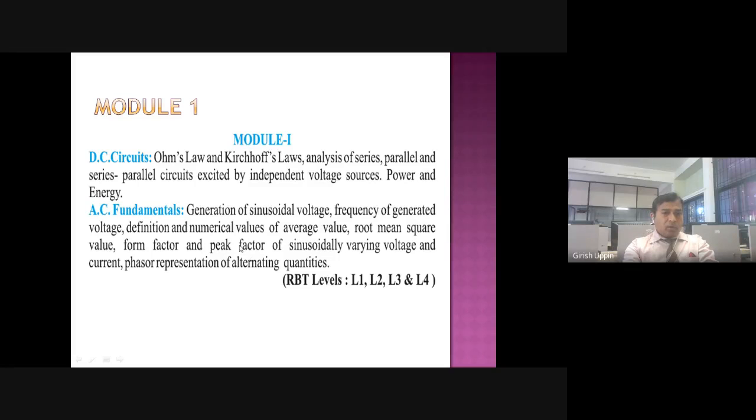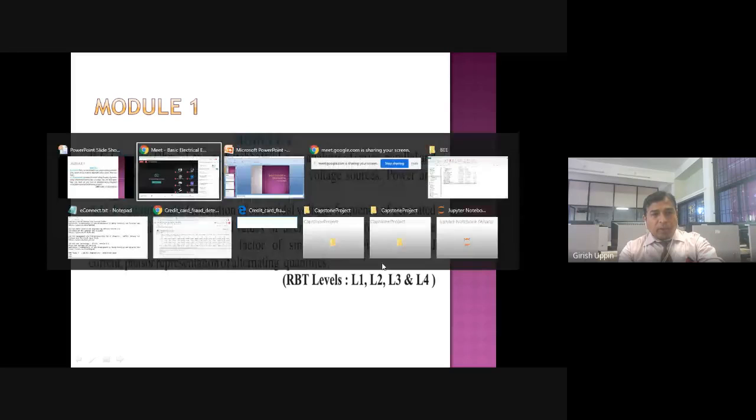Then definition and numerical average values and root mean square value. What is the average value of the sinusoidal quantities, voltage or current? They are represented in two forms. One is the average value, and the second one is the RMS value or the root mean square value. So we will see how the average value is calculated and how the RMS value is calculated. Then based on the average value and the RMS value, we have two factors, form factor and peak factor. And we are going to study about the phasor representation.